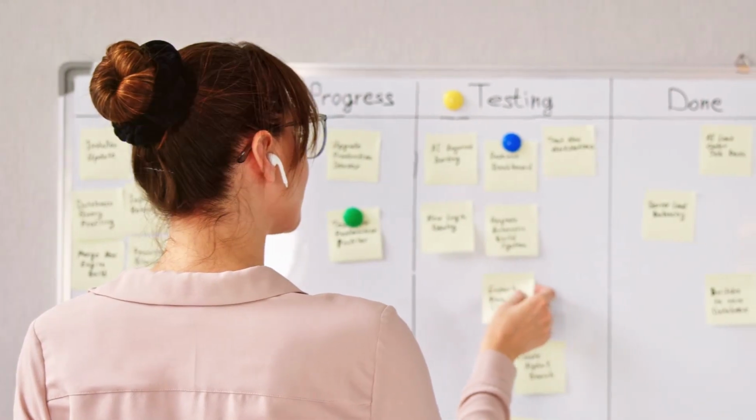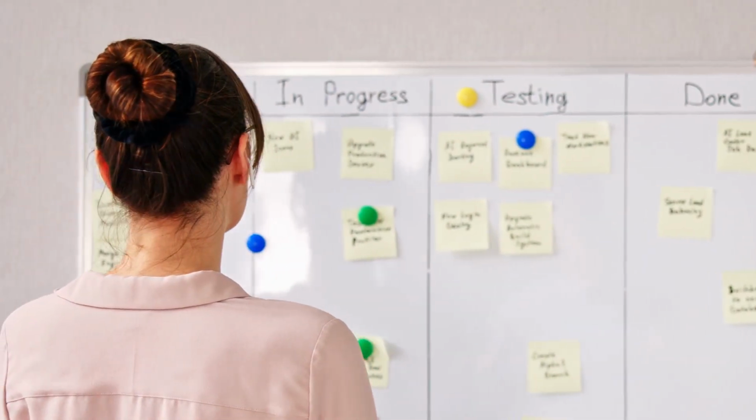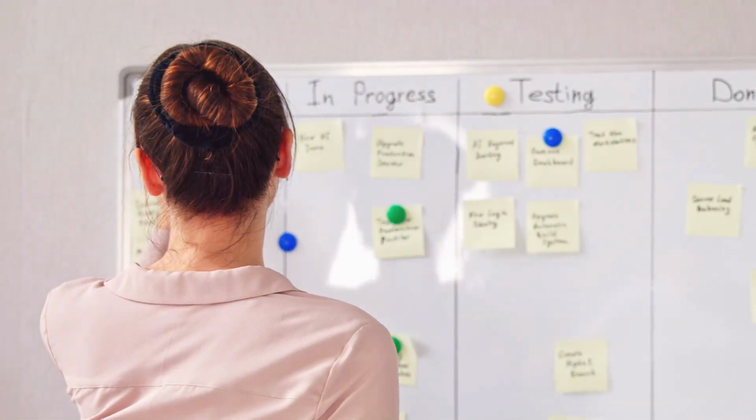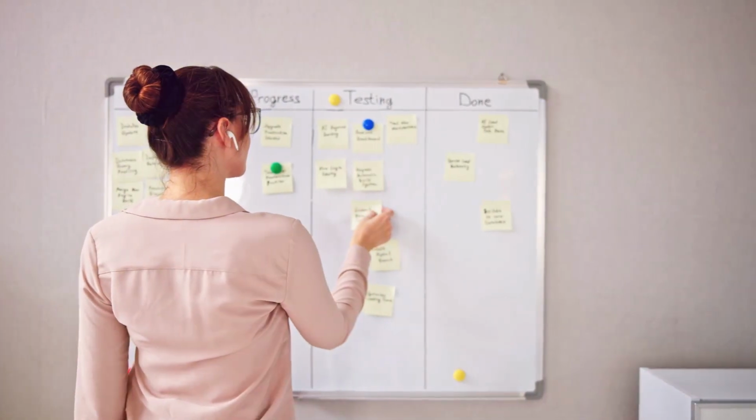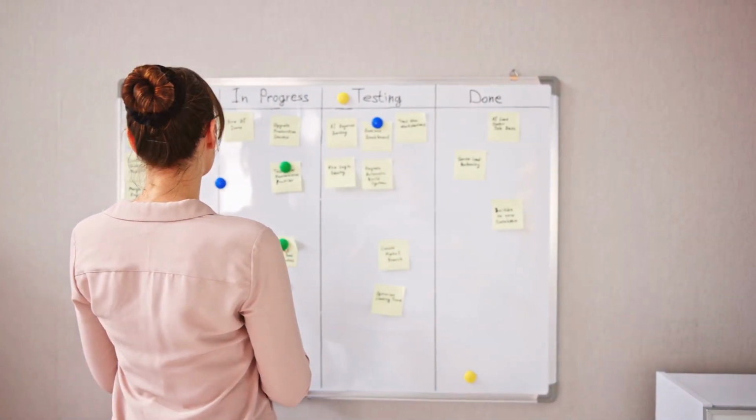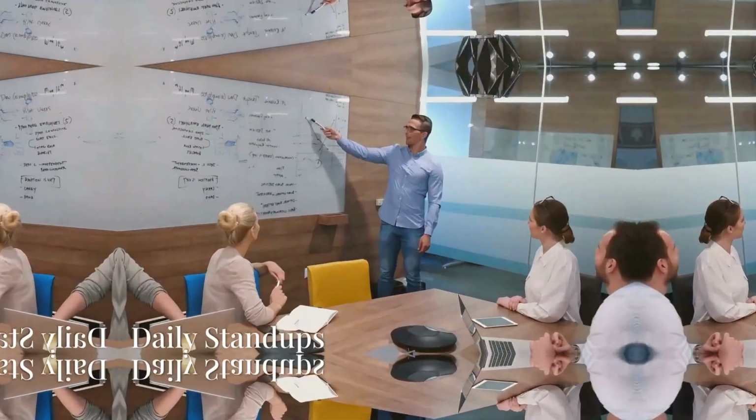This visual representation allows team members to easily see which tasks are in progress, which ones are blocked, and which tasks are completed. It also helps identify bottlenecks or inefficiencies that may be hindering the flow of work.